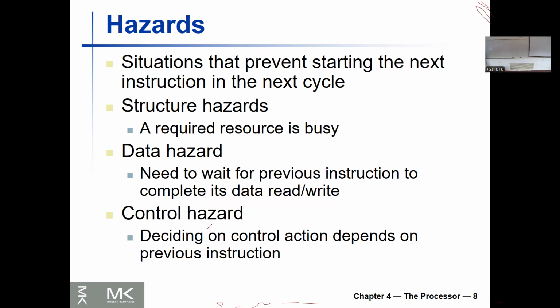The third type is a control hazard, where deciding on a control action depends on the previous instruction. In other words, I say I plus plus, and in the next line I say, if I equals 7, then do something. Well, what if I hasn't been updated yet? Now I'm jumping to a new line of code, I'll jump to the wrong place. That's actually the worst hazard. You don't want that. Okay, so we're gonna talk in depth about these hazards.